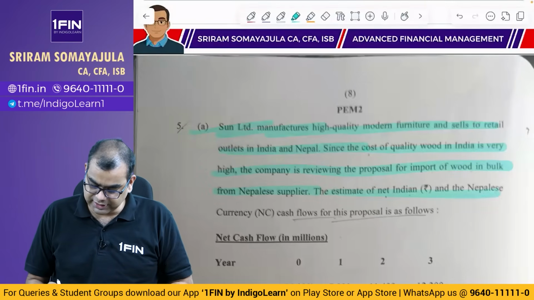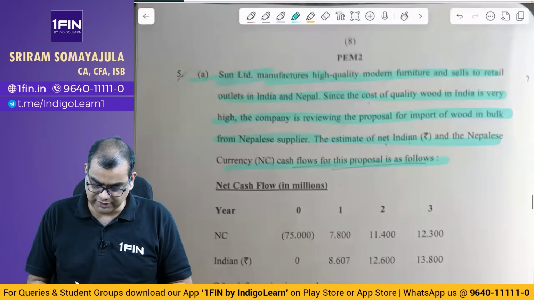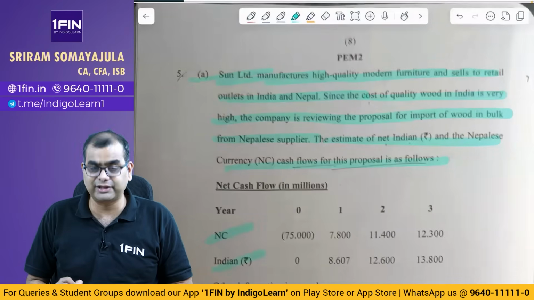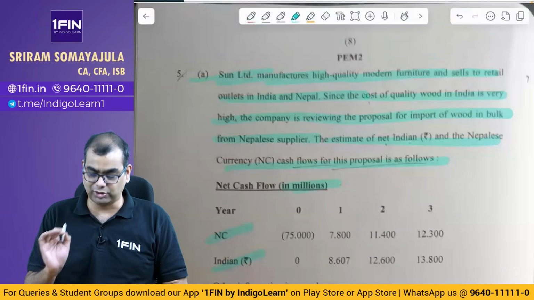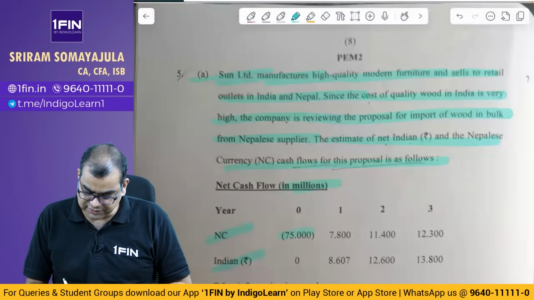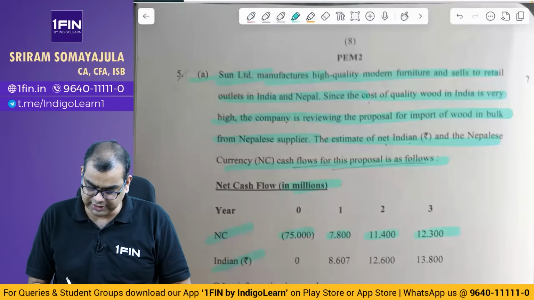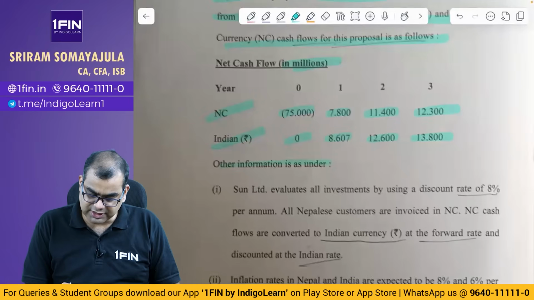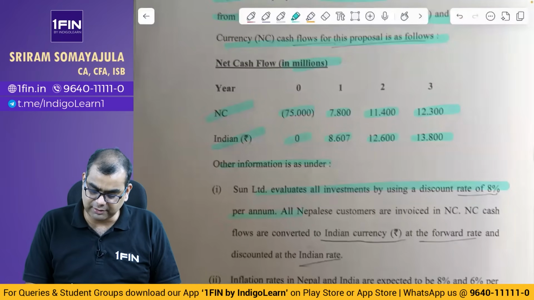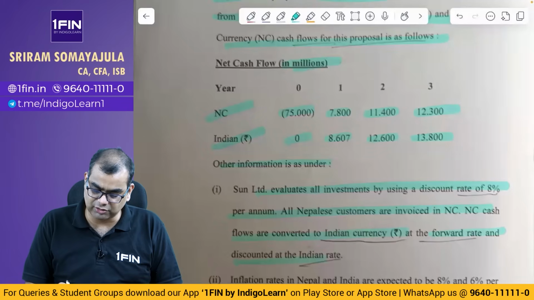The estimates of net Indian and Nepalese currency cash flows are as follows. So you have Nepali cash flow and Indian cash flow. Both of them are in millions only. Nepali cash flow is 75, 7.8, 11.4, 12.3. Indian cash flow is 0, 8.607, 12.6 and 13.8. Other information is as under. Sun Limited evaluates all investments using a discount rate of 8% per annum. All Nepalese customers are invoiced in NC. NC cash flows are converted into Indian currency at the forward rate, and the discount rate is the Indian rate.